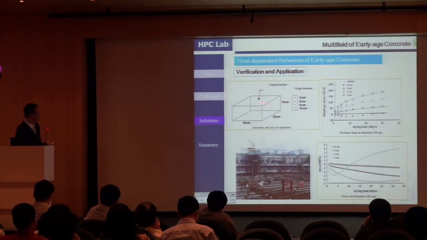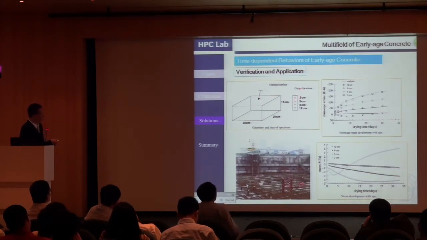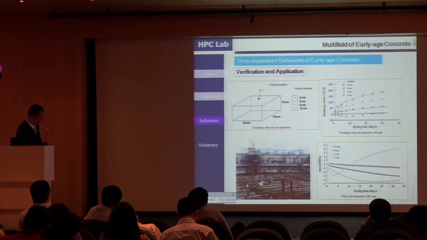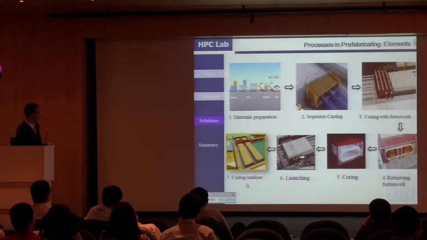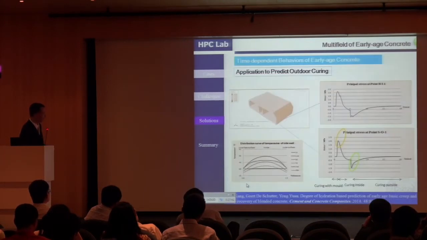This one shows the validation through a simplified experiment. We measure the temperature and also the strain with sensors. This one is the comparison between the measured and the computed results. This method was also applied to practical work, but that could only consider the part of the cooling outside, because the drying shrinkage may be of significance.